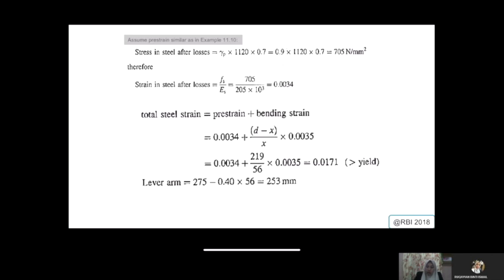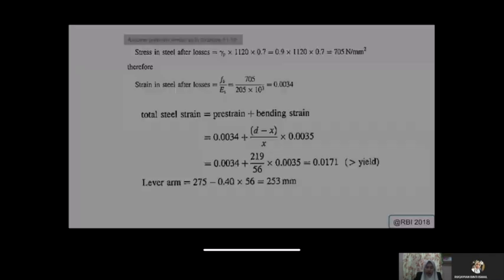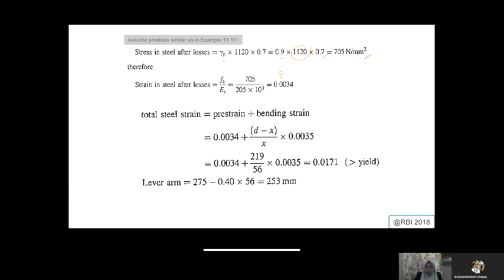When you have your steel stress, your gamma P is 0.9. We consider after losses, where the initial stress was 1,120, and then you have 30% of your K, which gives 705. By considering after losses, you can consider your strain, which is equal to 0.0034. This one is very straightforward, I think. When you calculate your total strain, we know that the strain must be the additional strain plus the bending strain. So you add these two values.